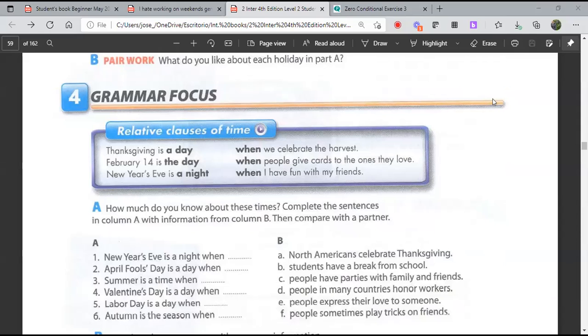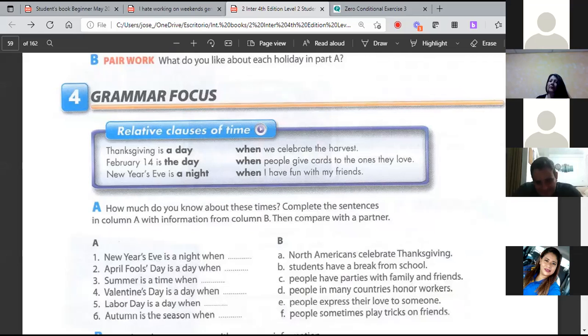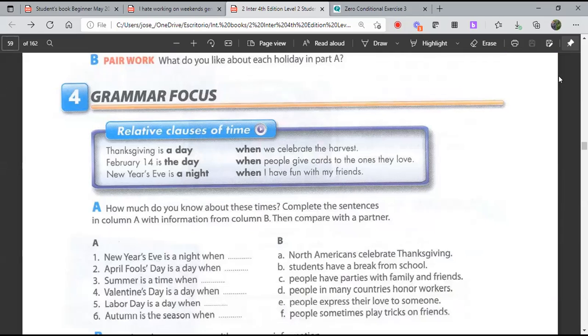Clauses of Time. And basically what we're saying is if you store an idea, you can connect it with when, with the time. And that's why this is called Relative Clauses of Time, because you're talking about the time when something happens, which is relative, right? Okay. For example, we have Thanksgiving, it's a day, but what?